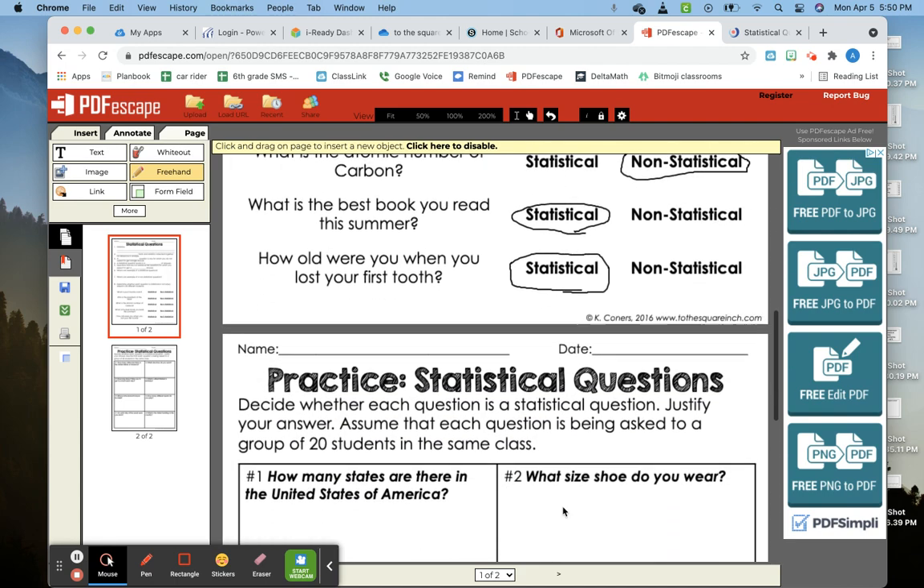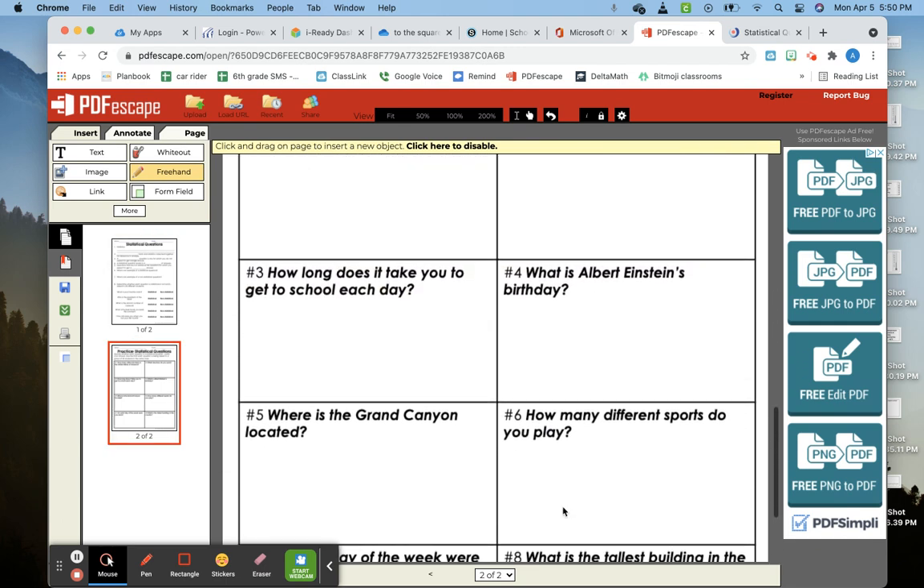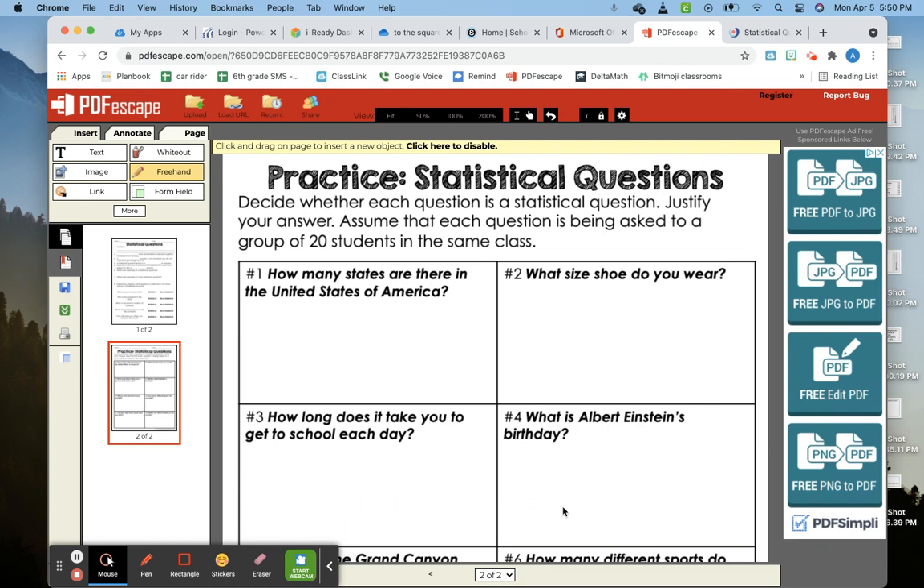So, there's a practice page that I want you all to do, all 8 of these problems. All you have to do is decide whether each question is statistical or not. Also, you need to justify your answer. Assume that each question is being asked to 20 different students. So it's like taking a class poll. So let's go back to my text.